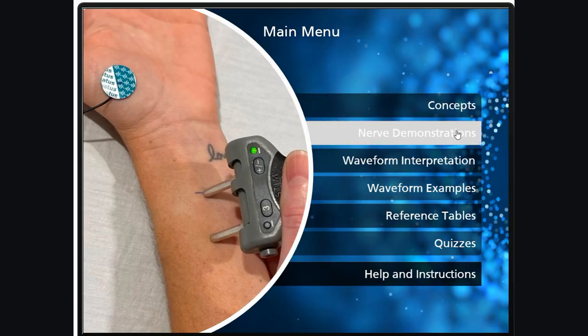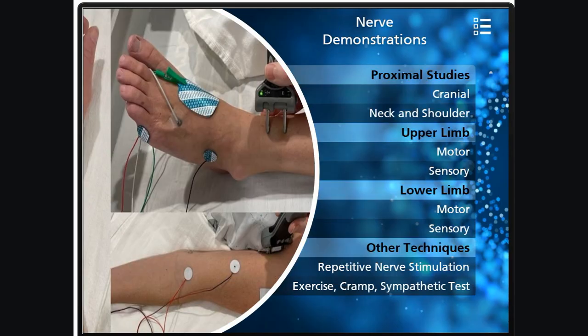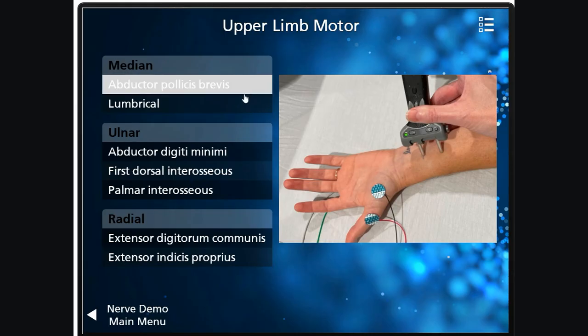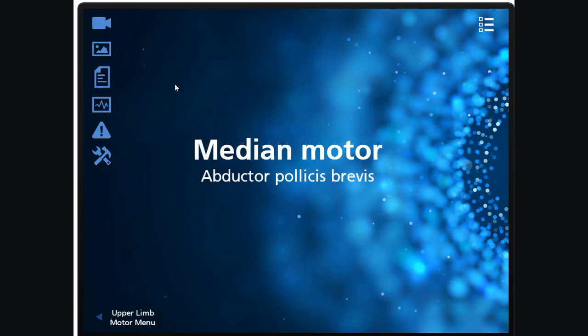The nerve demonstration section is a very large section. It's actually almost like a manual in which we actually demonstrate a variety of different individual nerves. So if we go into, say, the upper limb motor section, you can see the list of nerves that are in this section. And we'll just select a common median motor conduction study, recording from the APB.